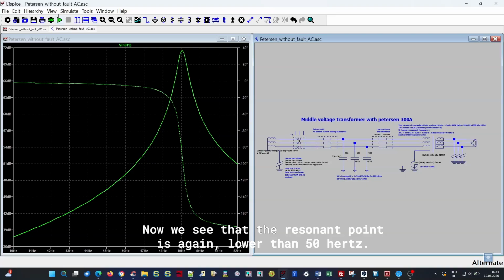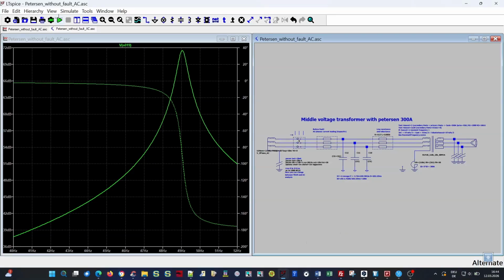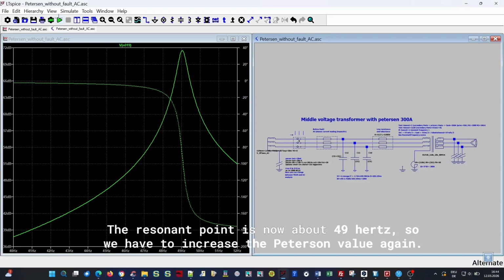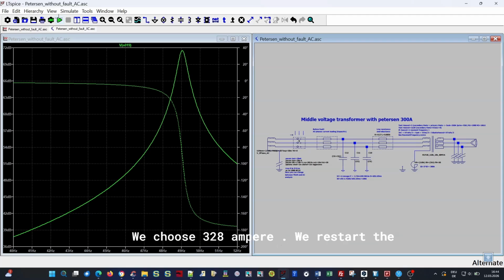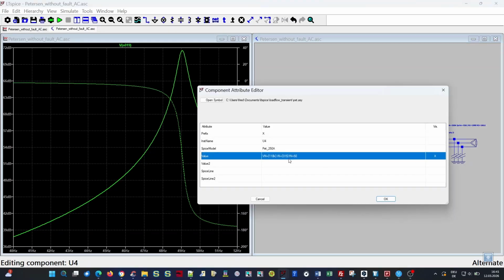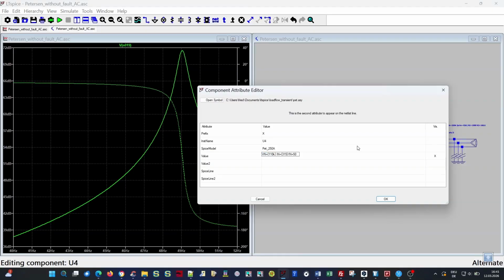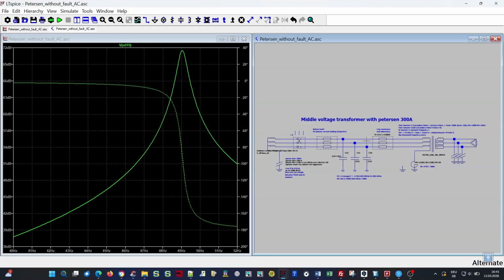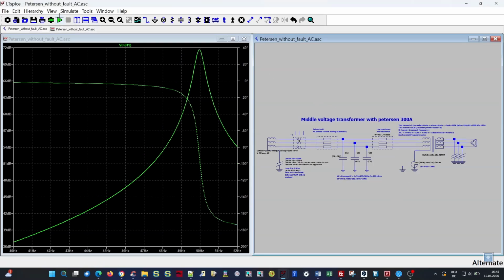Now we see that the resonant point is again lower than 50 Hz. The resonant point is now about 49 Hz, so we have to increase the Petersen value again. We choose 328 ampere. We restart the simulation. Now the resonant point is again at about 50 Hz.